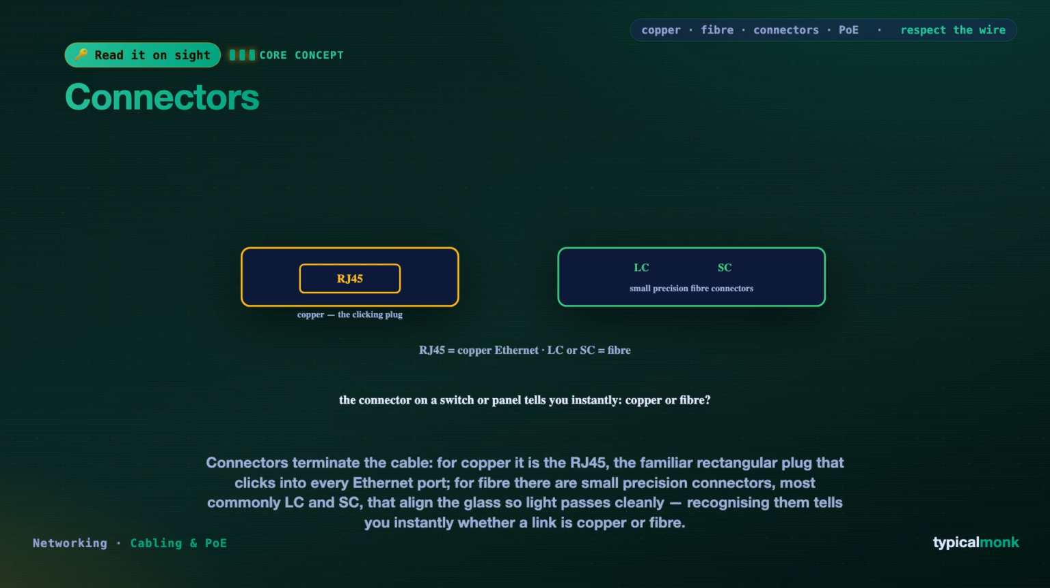So the takeaway: connectors terminate the cable. An RJ45 is the familiar clicking plug for copper Ethernet, while LC and SC are the small precision connectors for fiber, and recognizing them tells you instantly whether a link is copper or fiber.